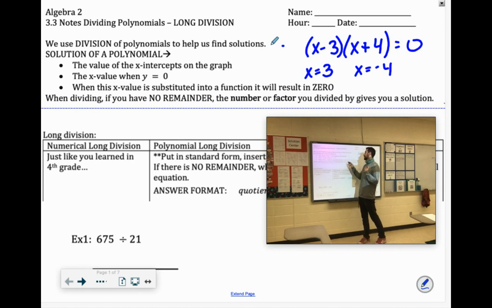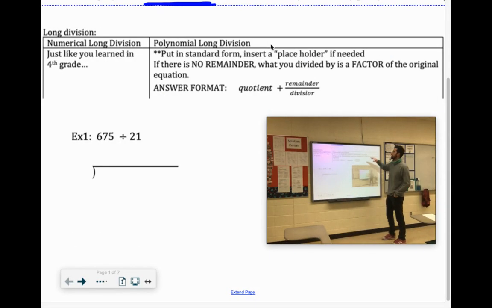All right, so these are the values of the x-intercept on the graph. It's the x value when y equals 0, aka the intercept. There we go. So it has to have no remainder for it to be a zero. Now it's fine if there is a remainder, that just means it's not a zero, but we can still do division.